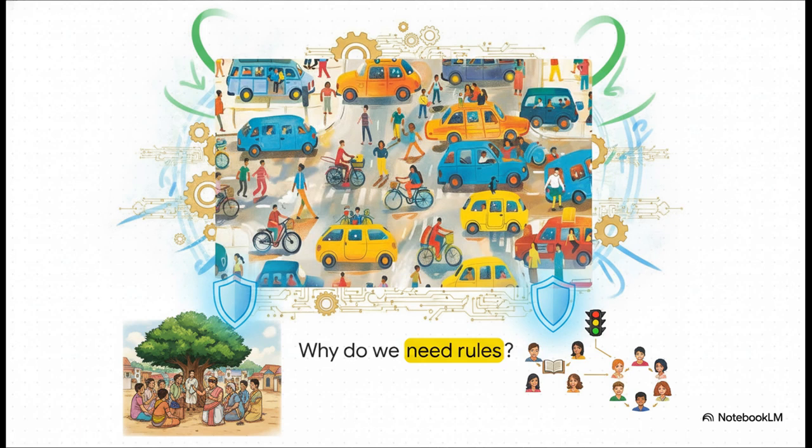Imagine for a second a totally chaotic street or a community with zero rules. If no one followed traffic lights or if schools didn't have basic guidelines, society simply wouldn't function. This really highlights why we fundamentally need governance to maintain order and harmony. It's basically the process of organizing a society's life so that everyone can actually thrive.